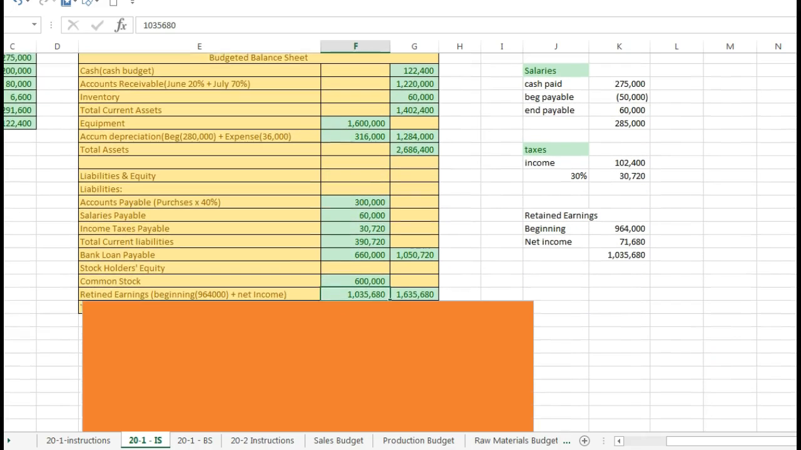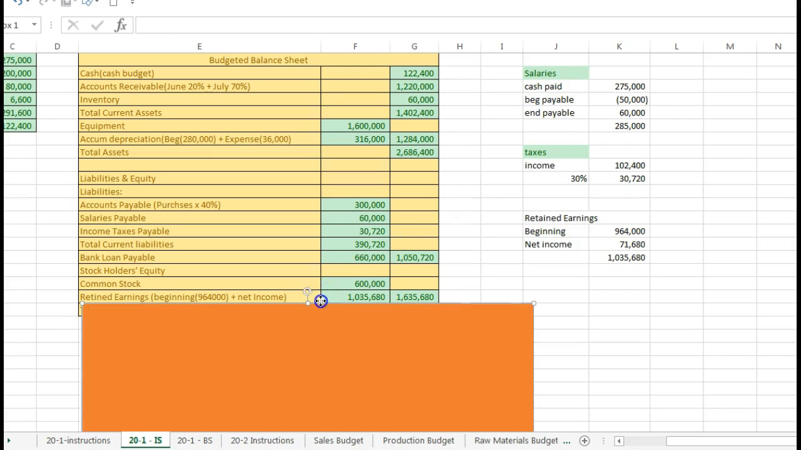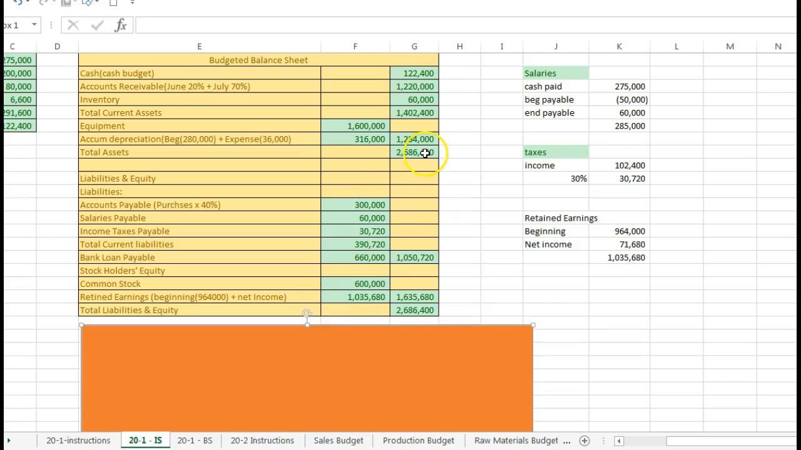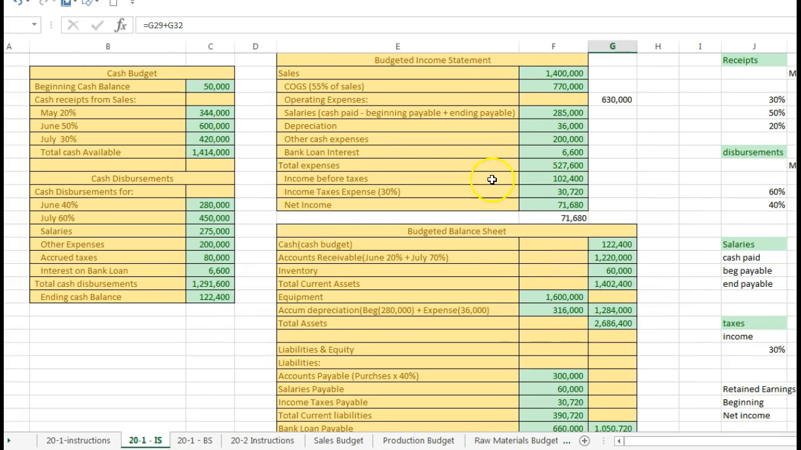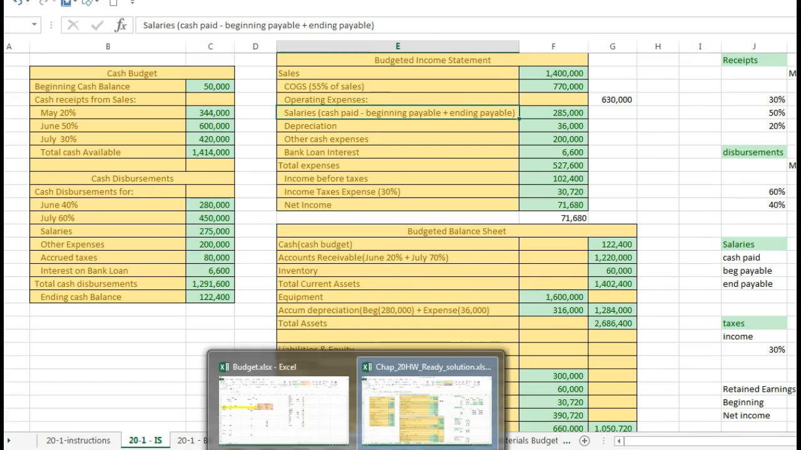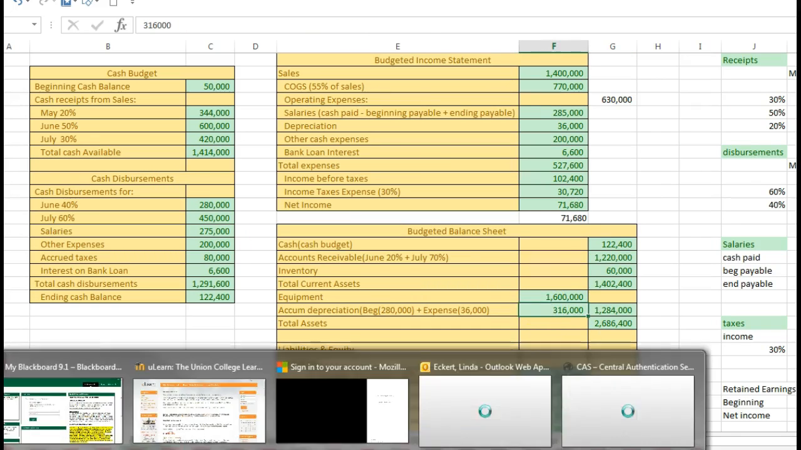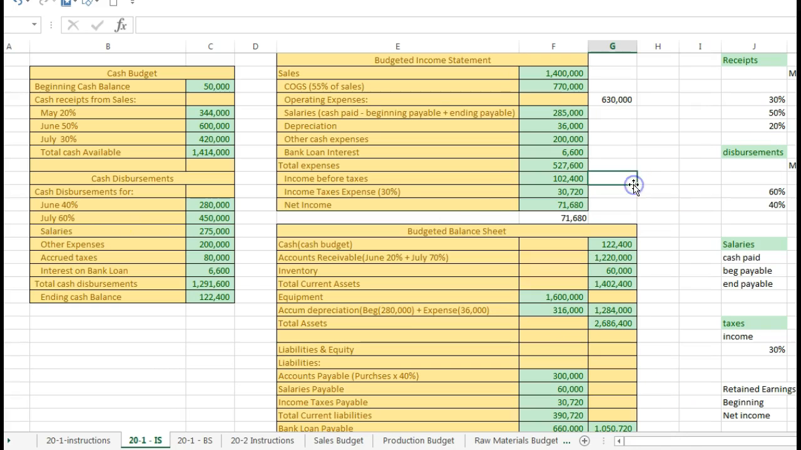So now all we have to do is add this up, and it should match with our total assets. So we have total assets matching total liabilities and equity, and we have just created budgeted financial statements for this company with the cash budget, the budgeted income statement, and the budgeted balance sheet. So that's really kind of nifty. Now we'll move on, and I'll take you on a stroll through what will be your test question.